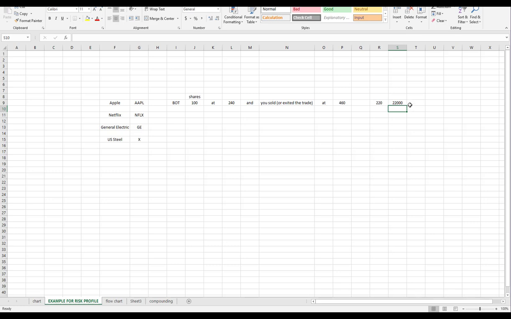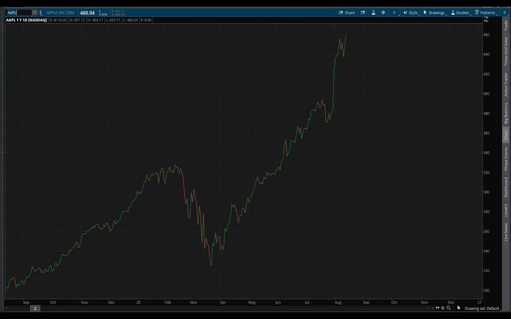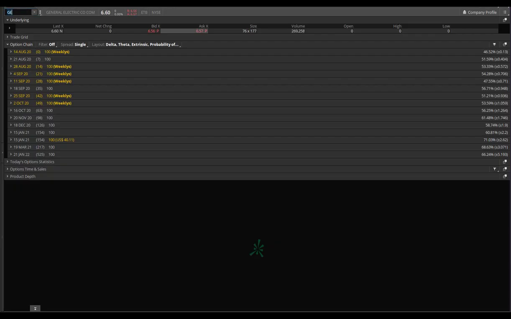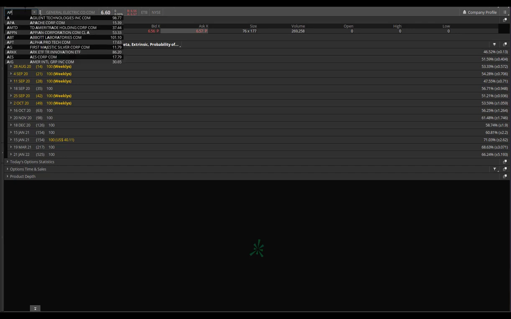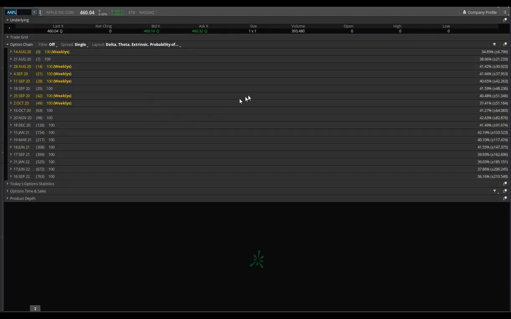It's just an example, so let's go and do that. I just want to show you how this works in this risk profile that I'm talking about. So we're at Apple. This is how you put something on the risk profile in simulation. So here's Apple right here.